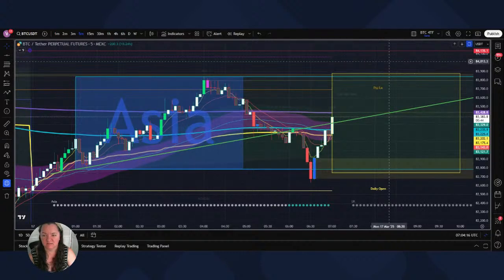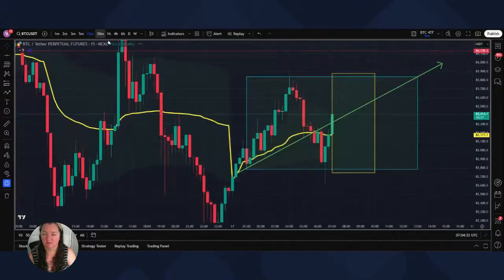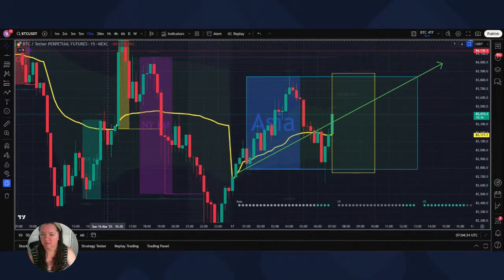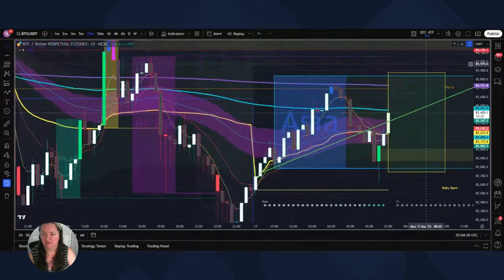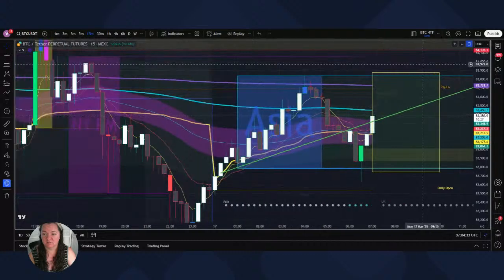This is another resistance level. So I'm on the 5-minute chart. That's the 800. And it is the 200 on the 15-minute. So it's just another area of resistance that we'll need to work through.